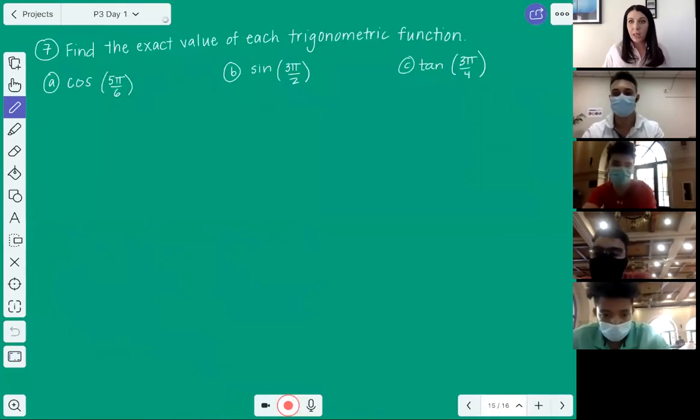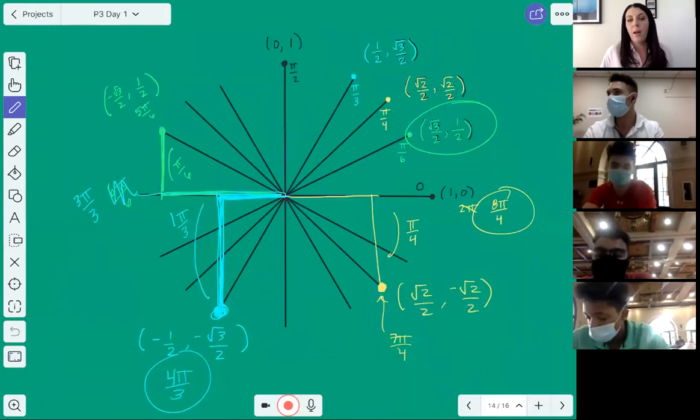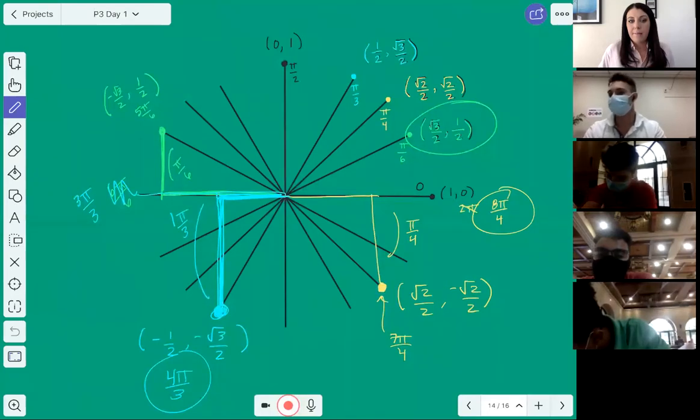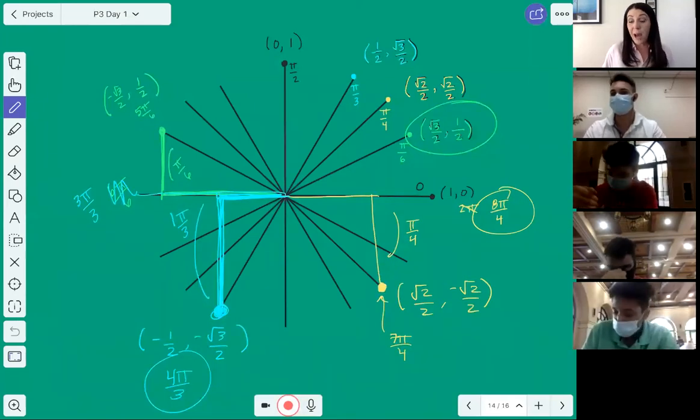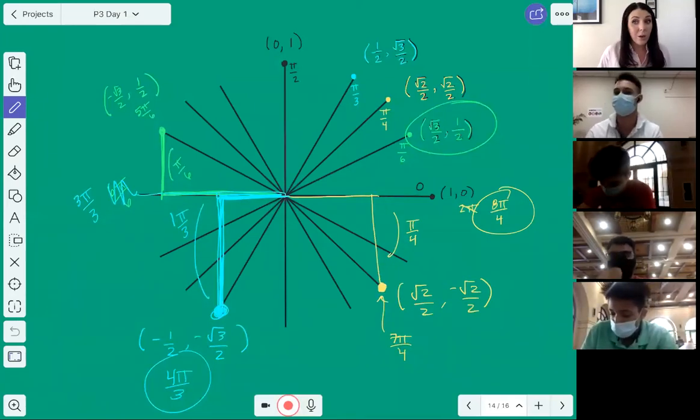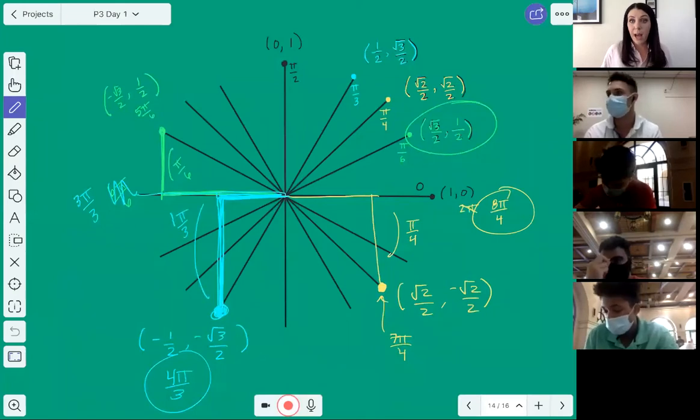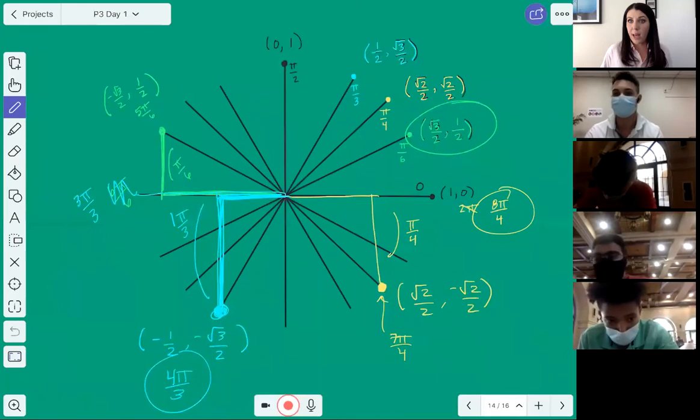Miss Toshner? Yes, sir. Wouldn't that have been 5 pi over 3 though? Because you're at the 60 degree reference angle, so aren't you 2 pi over 3 away? Nope, we are 2 pi over 6 away. We are 1 pi over 3 away because pi over 6 is the smaller one, right? So that's why it's helpful to think about what that reference angle is.